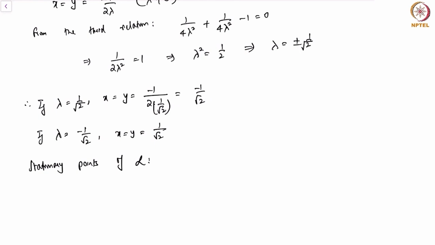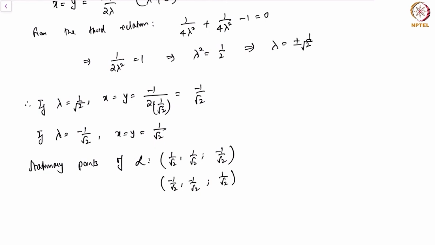L is 1 by root 2 comma 1 by root 2, for a value of lambda which is minus 1 by root 2, and the other one is minus 1 by root 2 comma minus 1 by root 2 with a value of lambda which is 1 by root 2.